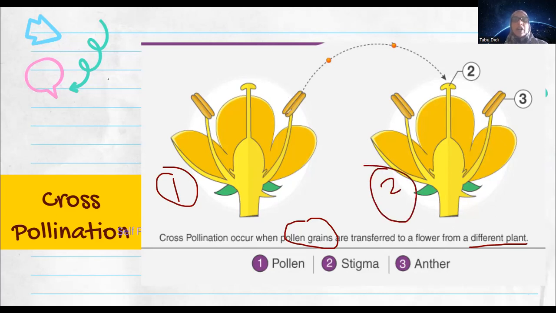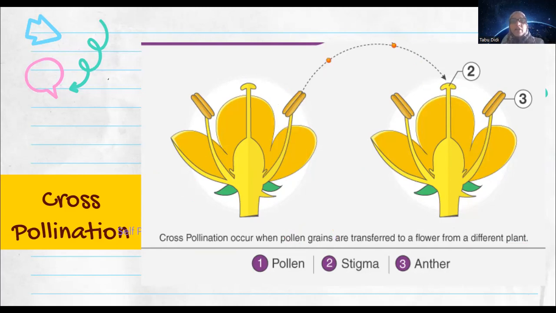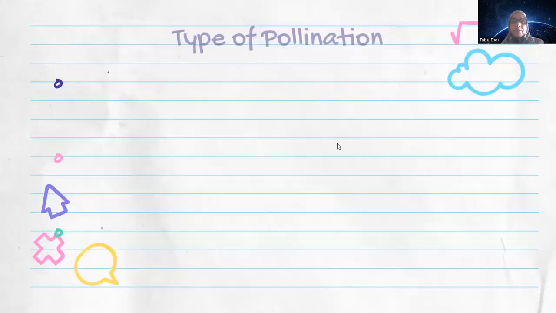Okay. So the pollen grains from the anther getting transferred to the stigma of another plant, and obviously the flower of that other plant. So this is what we mean by cross pollination. Okay, so plants are different. Self pollination, plants are same. Making sense? Okay.